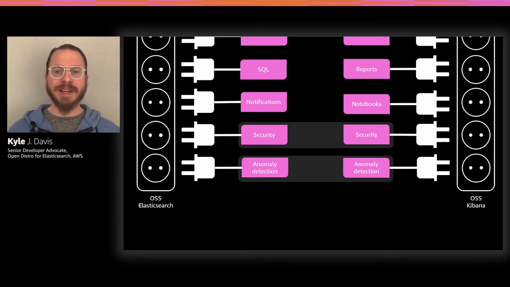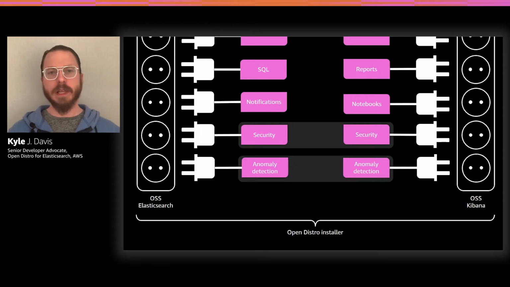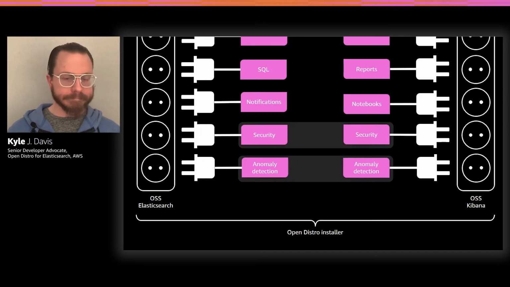So this is all kind of knitted together with the Open Distro installer. And like I said, this enables you to install this without having to configure everything and dive deep into YAML in unfortunate ways. So we have this on multiple different platforms. So that's the best way to kind of think about it at a high level. But let's go into those features that I mentioned and explore what they actually mean.